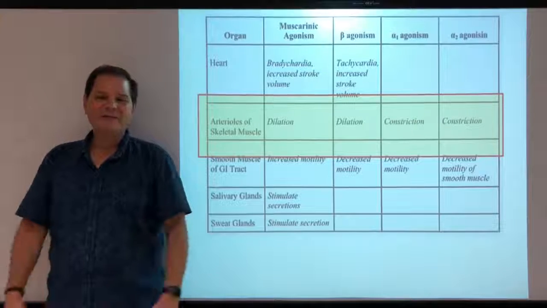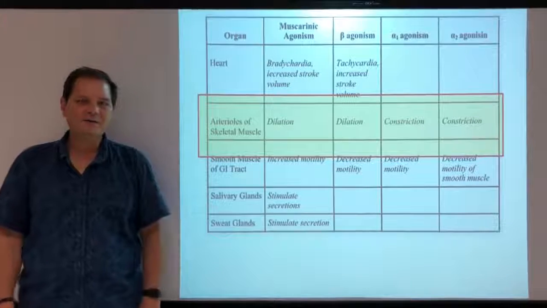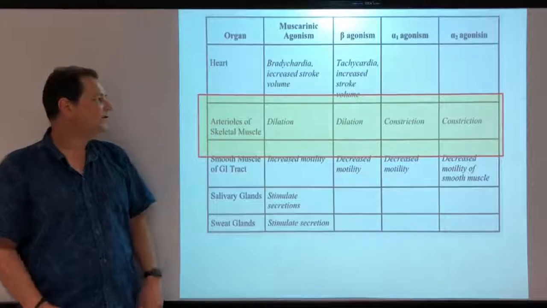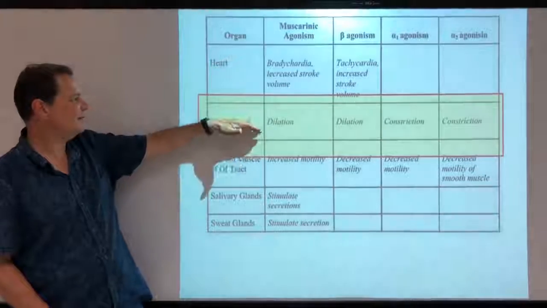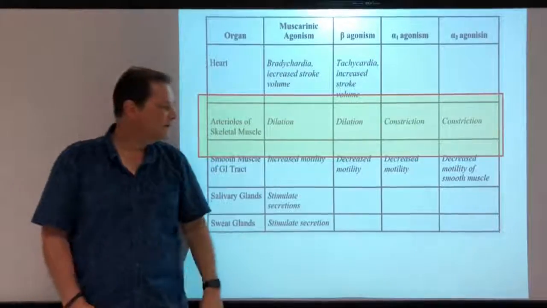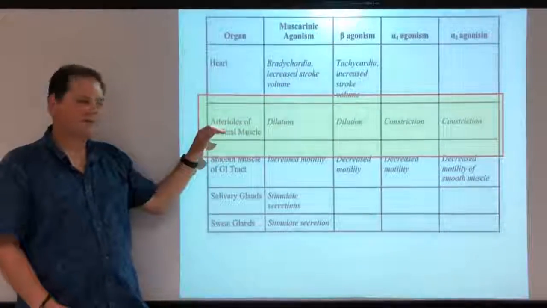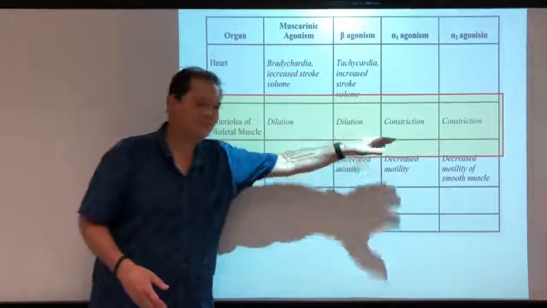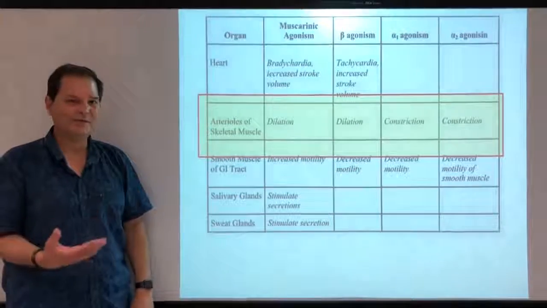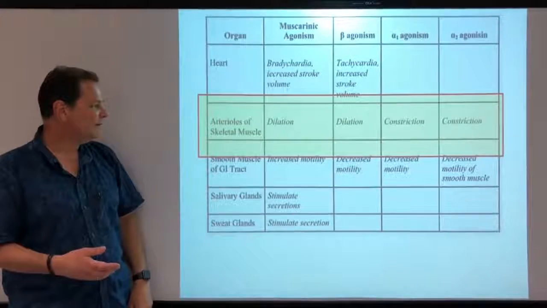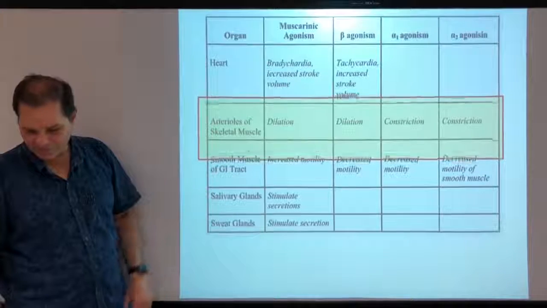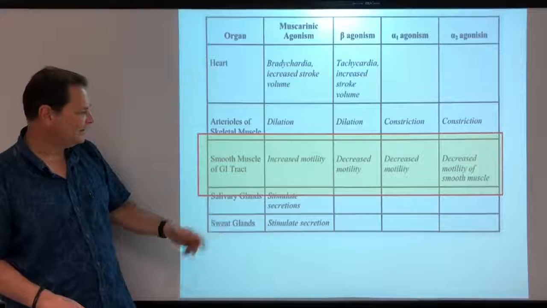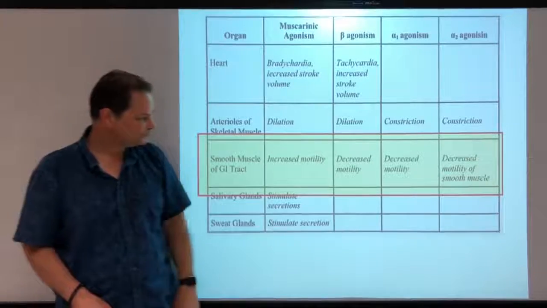Okay, one last video in this autonomic nervous system lesson. In previous videos, we covered the effect of the autonomic nervous system upon the heart and upon the arterioles. This was excruciating, but it's all downhill from here because we covered all four receptors, and now we just have to talk about how they interact to cause effects in smooth muscle of the GI tract, and then later on the salivary and sweat glands.